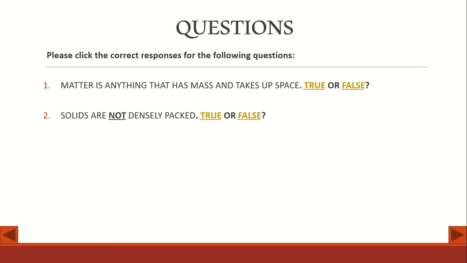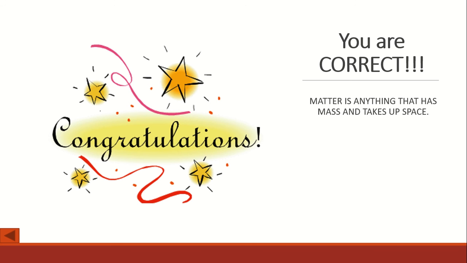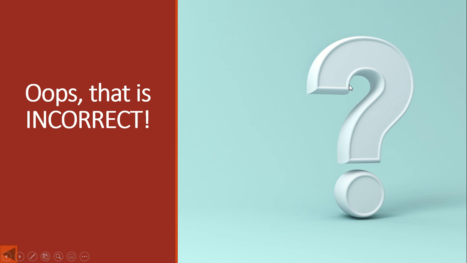So the first question is, matter is anything that has mass and takes up space. True or false? If a student chooses true, then the student will be able to click on true and this will tell you if the student is correct. All right. So we see that it says, congratulations, you are correct. Matter is indeed anything that has mass and takes up space. So it goes to show that we can use this in order to enhance learning. And we're going back to the question, what if a student chooses false? False, oops, that is incorrect.